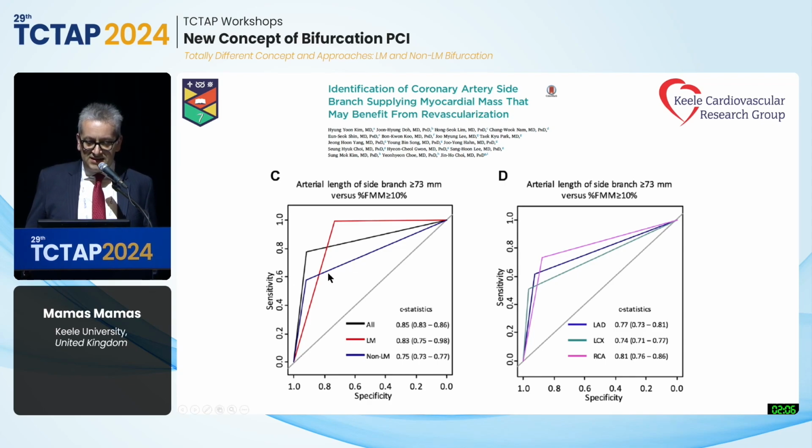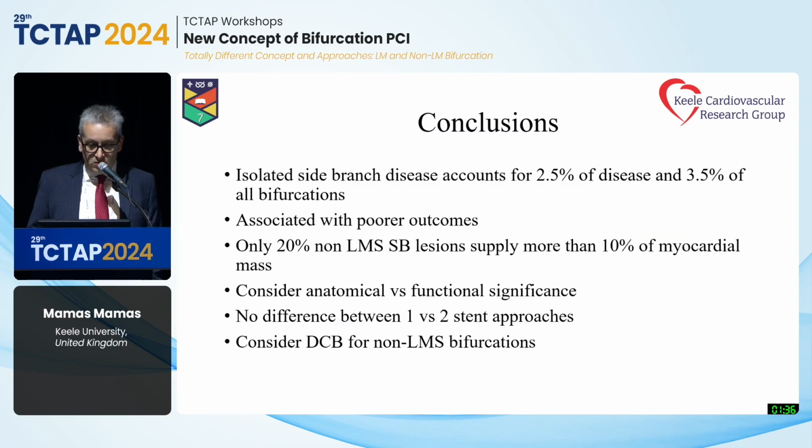And again, this is really nice data from South Korean colleagues showing that the length of the side branch is probably a very good predictor of a side branch that will portend to greater than 10% mass of the myocardium. So anything greater than 73 millimetres is likely to supply greater than 10%, whereas something less than that, even if it is physiologically significant, you can probably leave it alone and manage it medically, because I think the benefit in those sorts of patients will be relatively small.